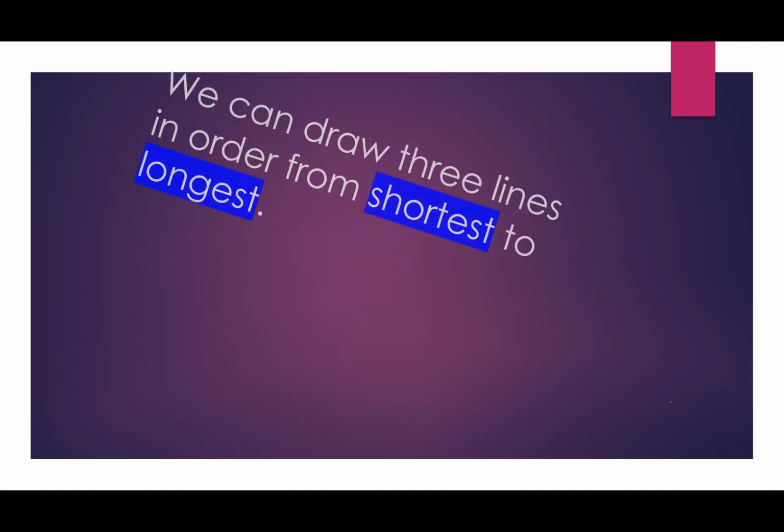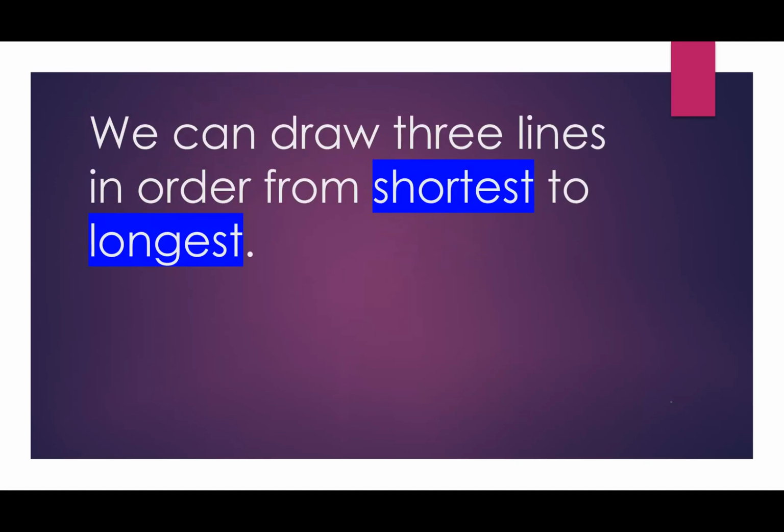Now, we can draw three lines in order from shortest to longest. Now you will draw three lines with me. We will draw three lines, one the shortest, one in the middle, and the last one will be the longest. Now you have to go in order from short to long, okay?